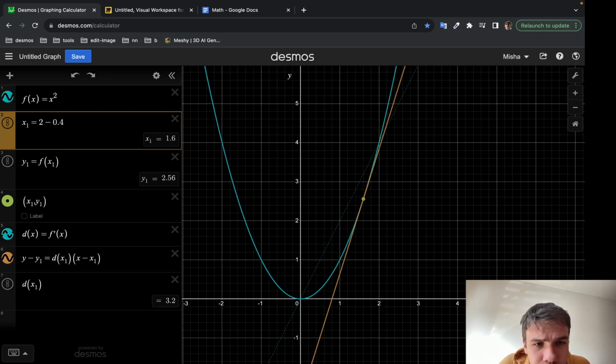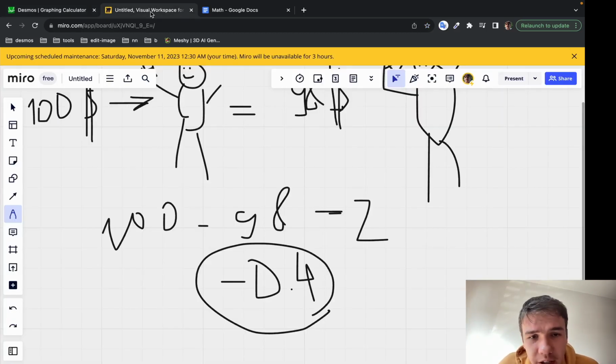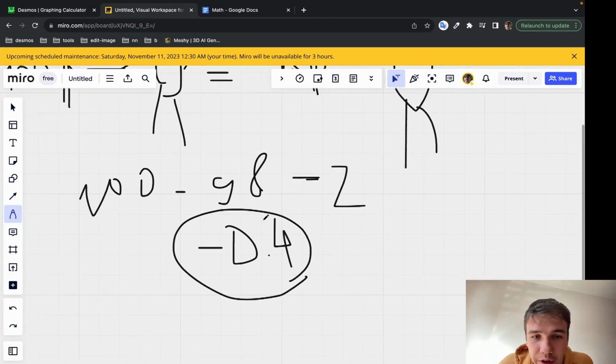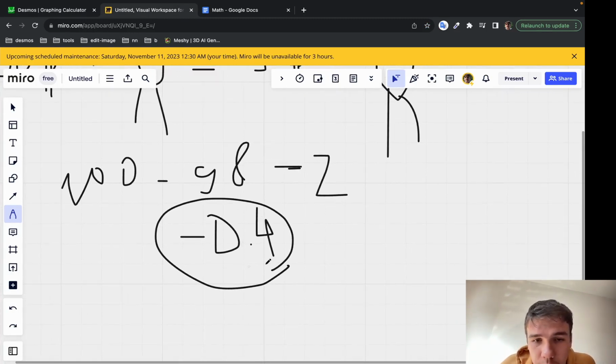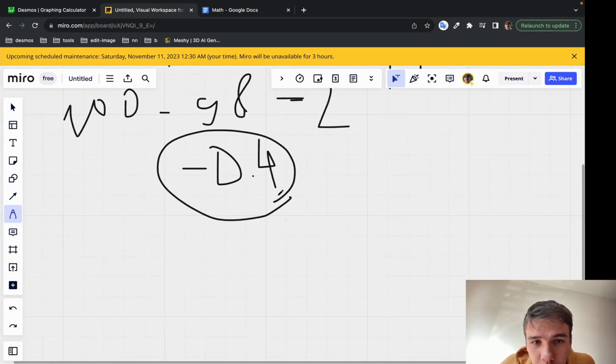Let me think about it. Okay, so we may say about this in such a way. We have our minus 0.4, and what is our minus 0.4? It says that our error was minus 0.4.